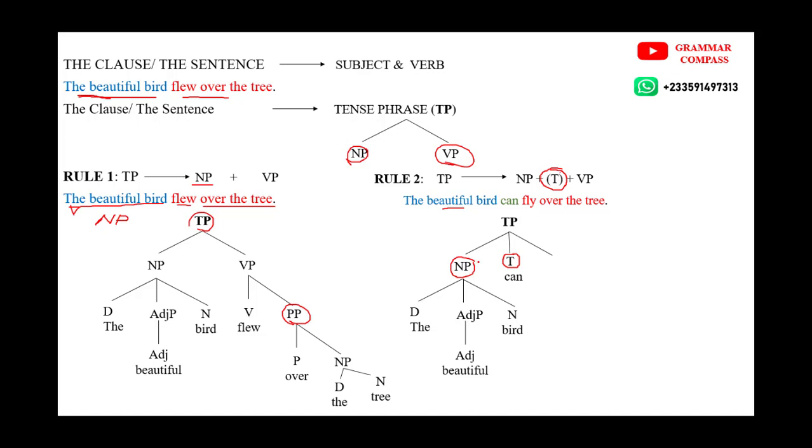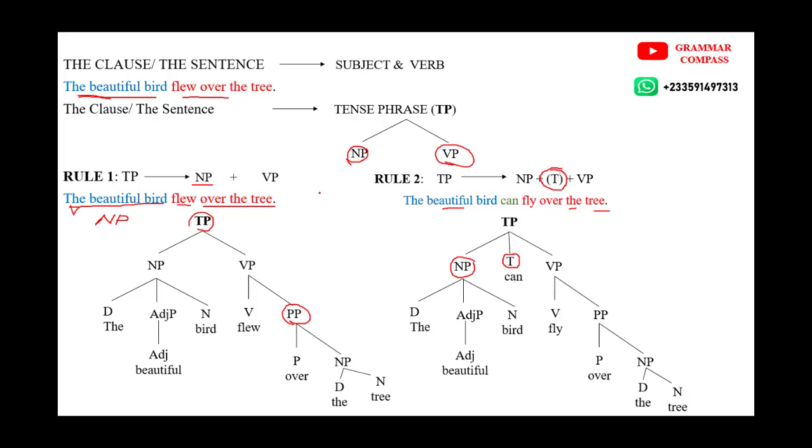Now let us move on and expand the verb phrase part. First of all, the verb phrase consists of the head word, that is a verb, fly, and then we have a prepositional phrase, over the tree. This prepositional phrase consists of 2 major parts, that is the preposition over and then the noun phrase, the tree. And this noun phrase can further be broken down into 2 parts because it consists of a determiner and then the noun head. Therefore, we would have 2 branches. One will be the determiner, the, and then the head word, which is tree.